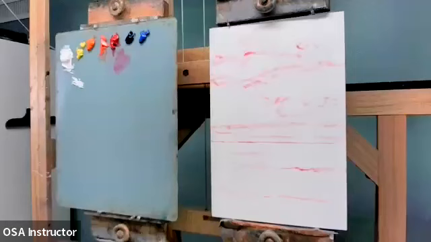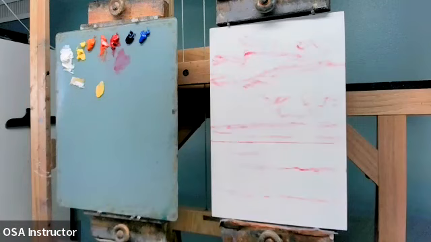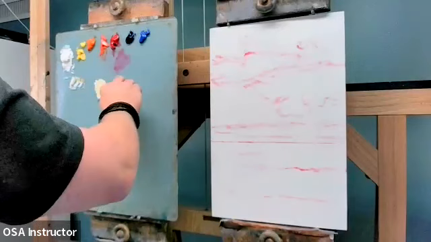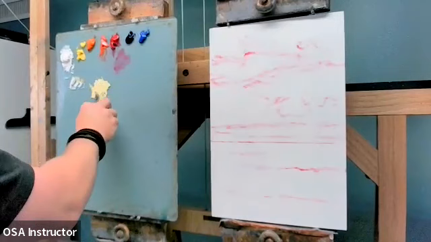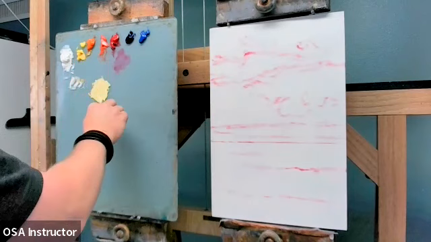All right, let's try some of this. Let's see if I can mix a nice big batch of very light, but retaining the warmth, yellow. Looks pretty good. I think you can get a little bit warmer. So I'll mix in the Indian yellow, which is the yellow that leans towards orange.